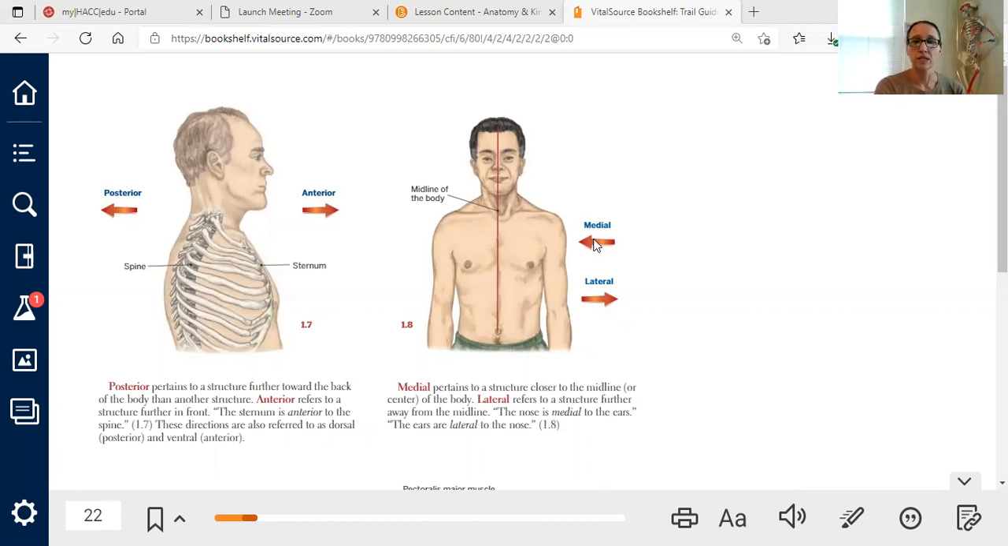Typically, we use medial and lateral in terms of directional movement when we're talking about actions that muscles can do. So a muscle can move a limb medially towards the midline of the body or laterally away from the midline of the body.